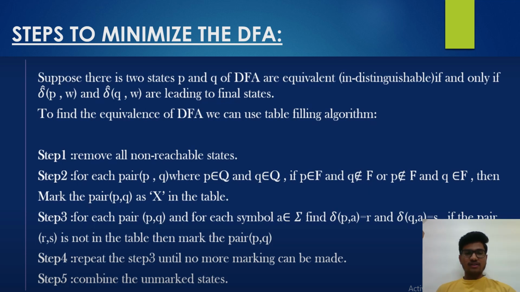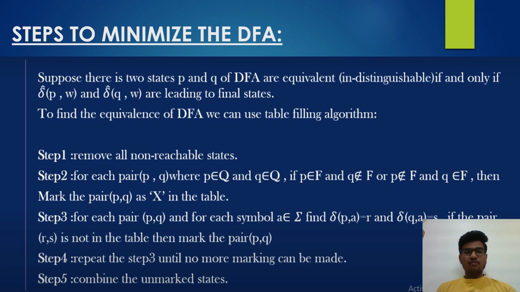Now coming to step 1, we remove all the non-reachable states. These non-reachable states are the states that are not reachable from the initial state of the DFA for any input string. These states can be removed. Next, step 2. For each pair P, Q, where P belongs to Q and Q belongs to Q, if P belongs to F and Q does not belong to F, or P does not belong to F and Q belongs to F, then mark the pair P, Q with a cross symbol in the table.